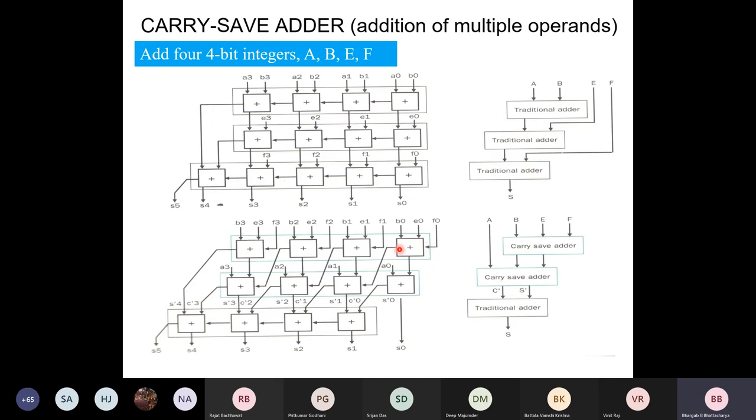And as I said, each full adder block can process 3 independent inputs. So here, notice that only A and B feed this first line of adders. Here, 3 inputs feed, like B, E, and F. So there are 3 vectors feeding this, and there is no signal flow horizontally. The carry which is being generated is subsequently used at later stages.